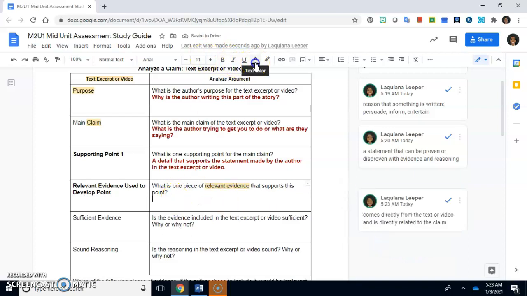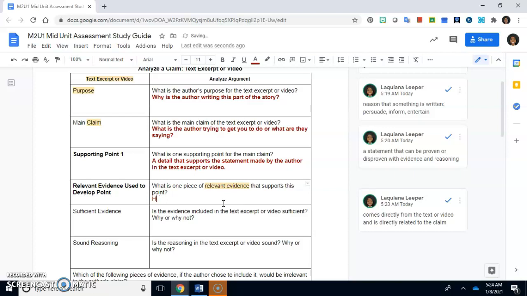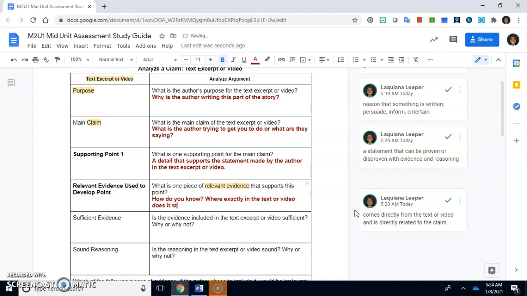And so when you get a question like this, you really want to think about, well, how do you know? Sorry, y'all, technical difficulties. Okay, so how do you know is a question that I like to ask my students. So if you're telling me that this is the supporting point, how do you know? Where exactly in the text or video does it state that? And that is going to be your relevant piece of evidence.